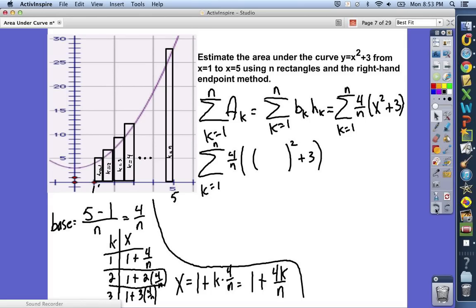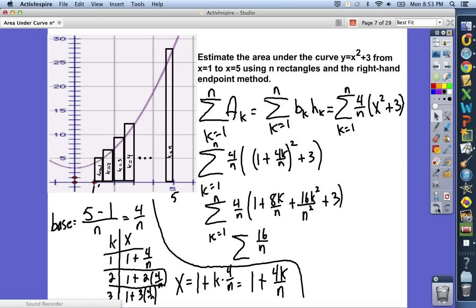Well, let's put in the x value, 1 plus 4k over n. Now we have to do some algebraic simplification. First, square the 1 plus 4k over n. So that should be 1 squared plus 2 times 1 times 4k over n plus 4k over n quantity squared. That's just using the formula a plus b quantity squared equals a squared plus 2ab plus b squared. So squaring this out, we'll still have the 4 over n as the base, times 1 plus 8k over n plus 16k squared over n squared, and of course we still have the plus 3 at the end.